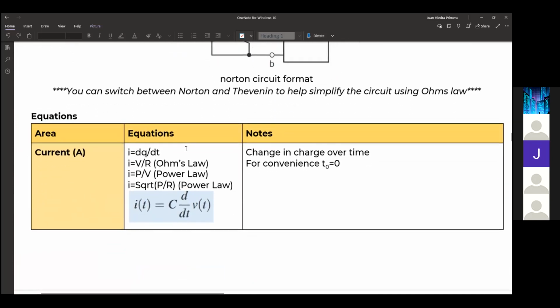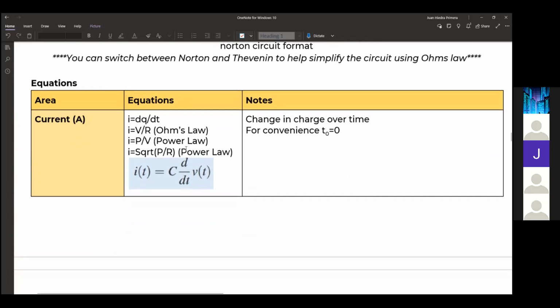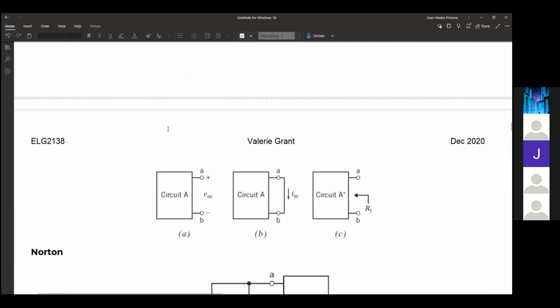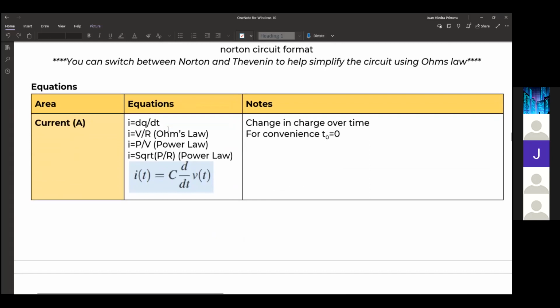So now we get to the equations portion of this notes sheet. It covers pretty much most of the important laws. So Ohm's law, as you guys are aware, V equals IR, voltage equals current times resistance. You can use that in Thevenin circuits, use that in Norton circuits, and use it a lot in your analysis. You also have the power law, which is where sometimes you get the pie circle, where you can also relate voltage and current to power.